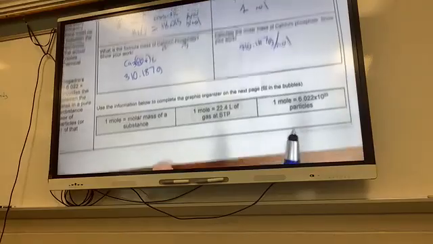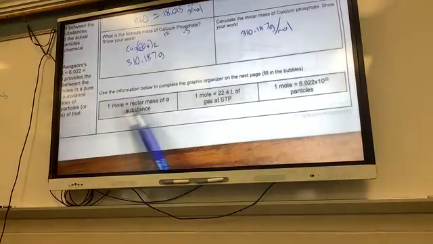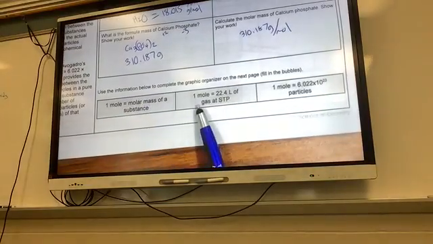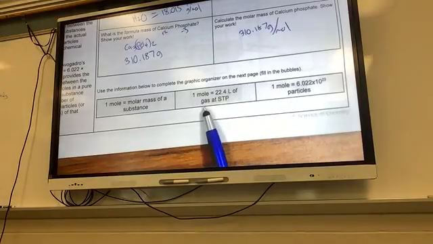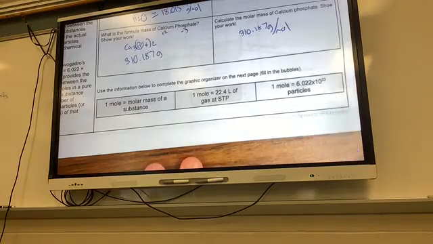We have 3 different conversions that we know. 1 mole is equal to the molar mass of the substance. 1 mole is equal to 22.4 liters at STP, which is 273 Kelvin and 1 ATM. And 1 mole is this many particles. Flip the page.